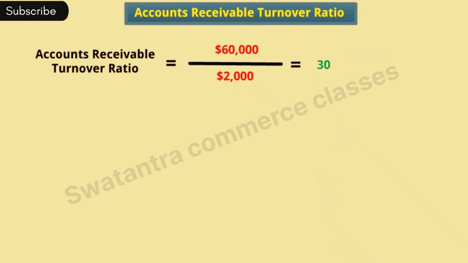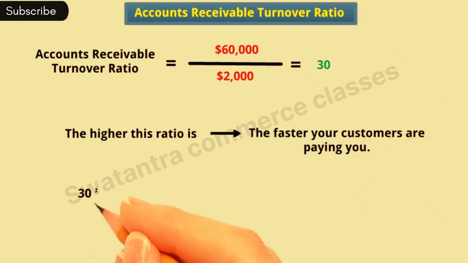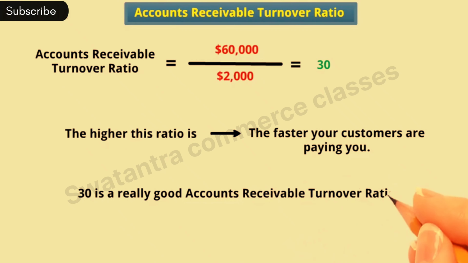The higher this ratio is, the faster your customers are paying you. 30 is a really good accounts receivable turnover ratio.